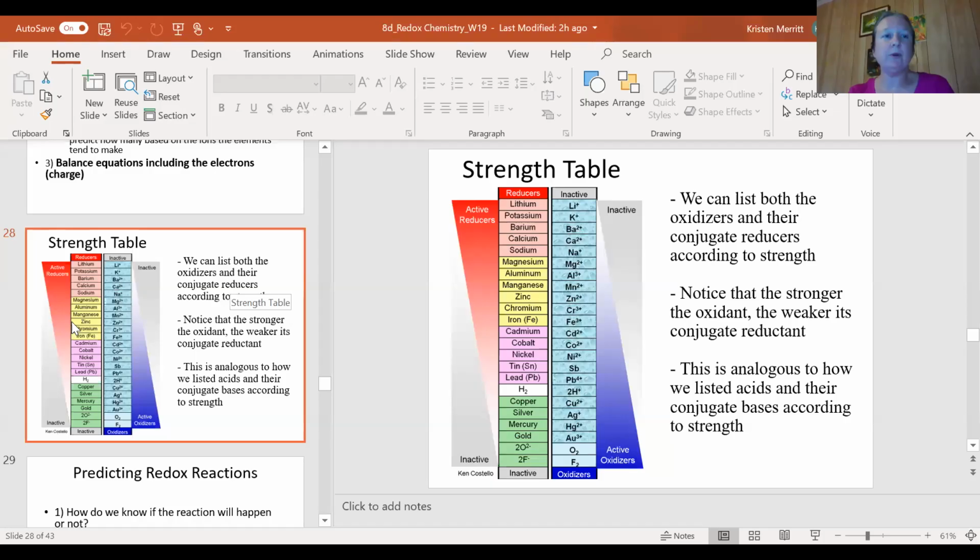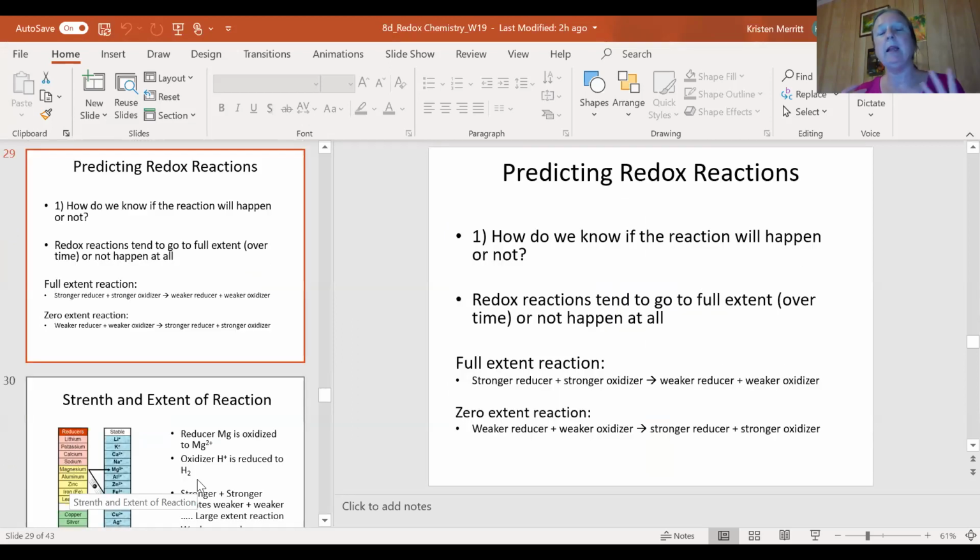So this is the general rule that we follow, and you refer to this table whenever you get the question, will something happen? And again, redox reactions happen or they don't. There are no bidirectional arrows like you have with acid-base. So it's either going to go full extent or zero extent. Full extent is your stronger reducers and oxidizers will create weaker reducers and oxidizers, and these will not go backwards. Therefore, the reverse reaction cannot happen.